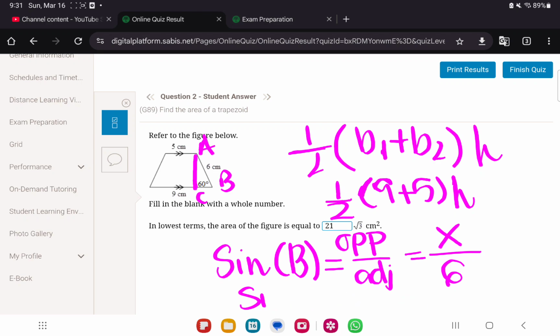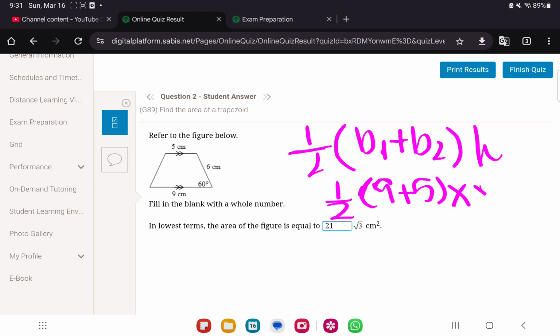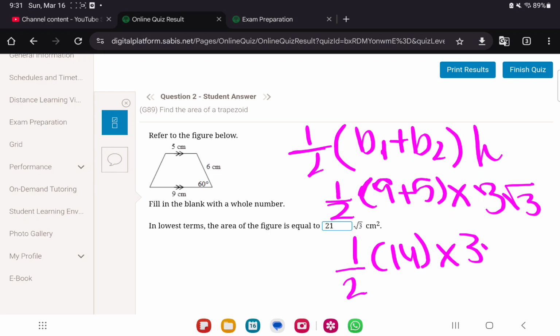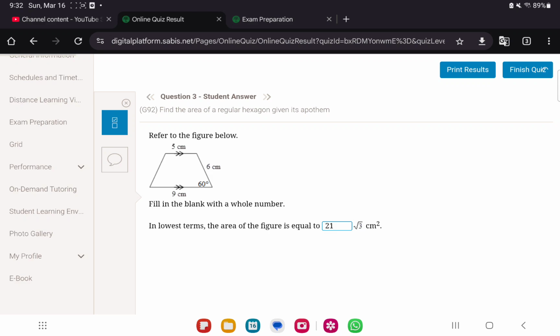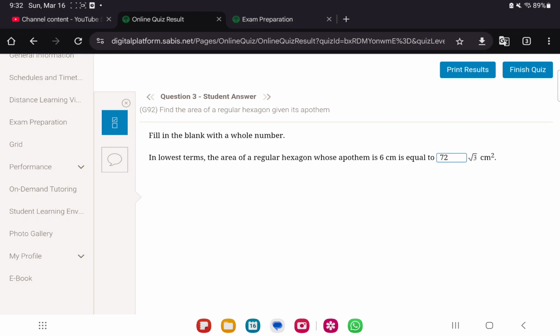So let me erase all of this. So it's times 3 radical 3. Now if you do all that on your calculator, half of 9 plus 5 is 14, to simplify things on your calculator, times 3 radical 3. If I do that on my calculator, I'm gonna get 21 radical 3. So that is your answer. And that's it for the second question. Now the third question, this one might be a bit weird, okay?